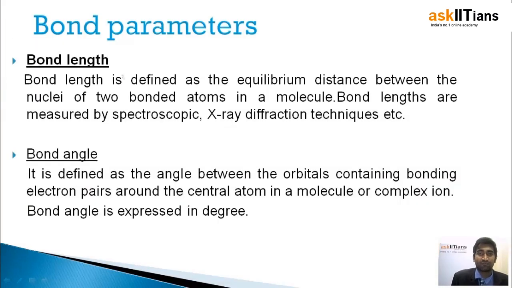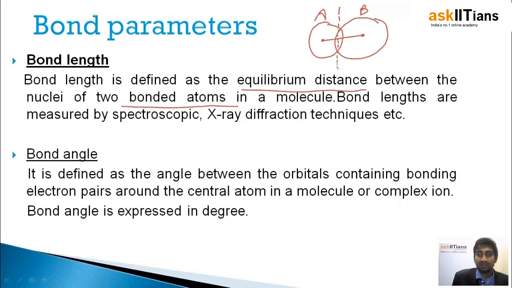Bond parameters. The first parameter is bond length. It has been defined as equilibrium distance. Be careful here. Equilibrium distance between the nuclei of two bonded atoms in a molecule. So if I write here, suppose this is my A, this is my B, they are covalently bonded, then this distance, the equilibrium distance, is the bond length. What is the equilibrium distance?